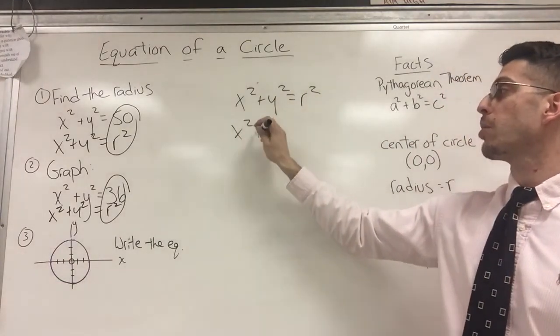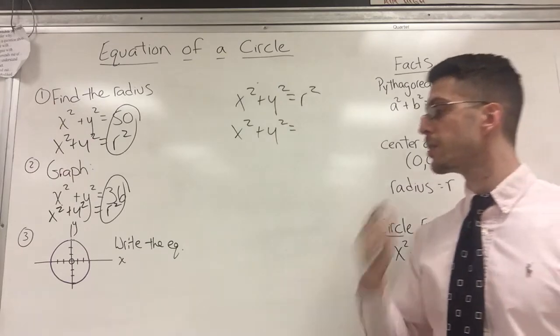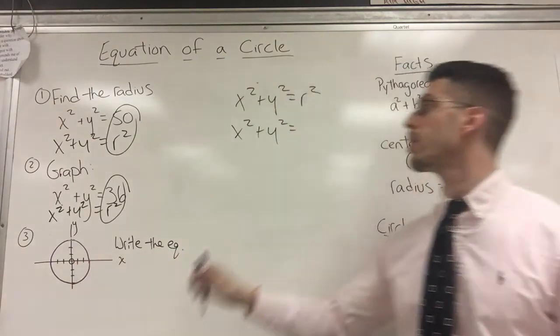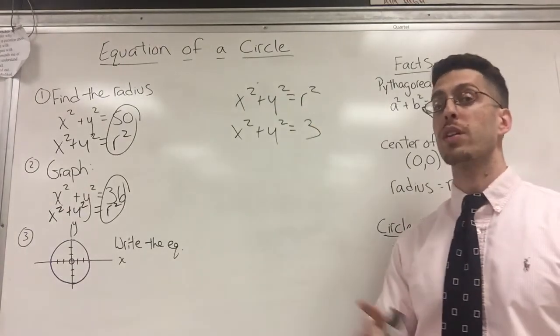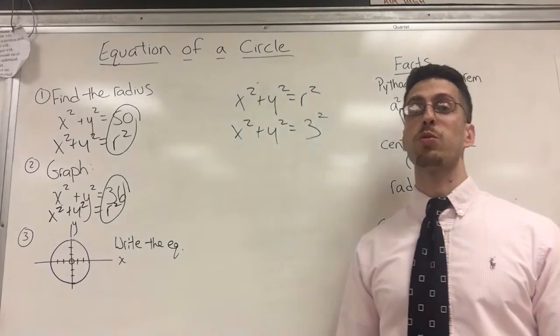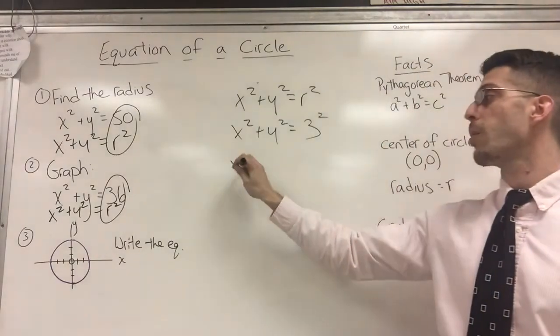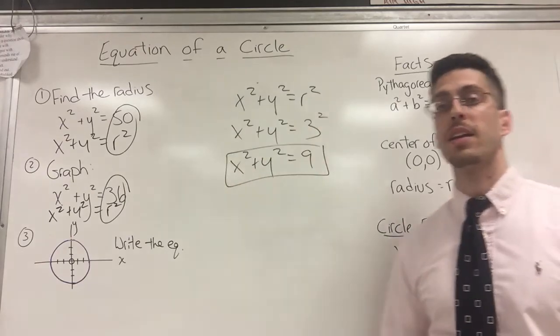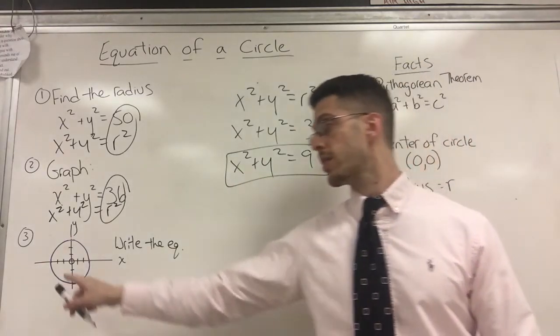So x squared plus y squared equals, well, what's the radius here? 1, 2, 3. So people write 3. Don't forget to write 3 squared, and you're done. If it's multiple choice and you don't see 3 squared, you might see a 9, and that is it. It was easy because the center is 0, 0.